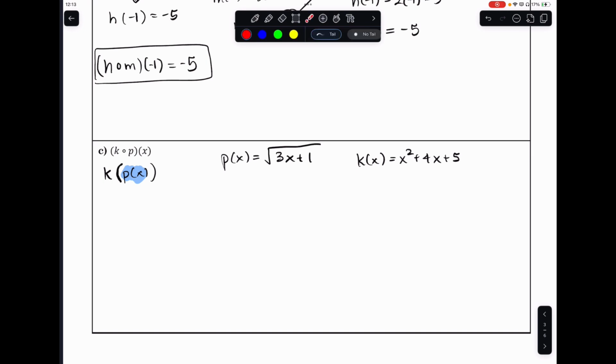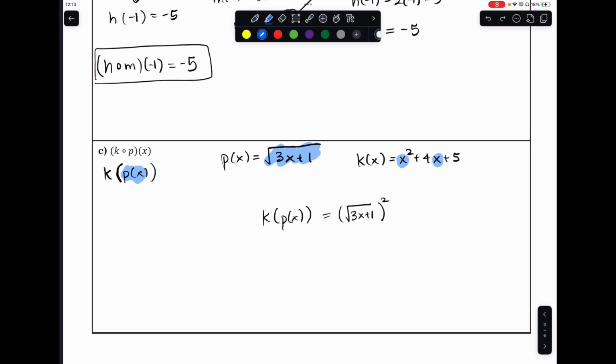Since we're not doing a specific number for x, there's no number to plug in here, and all we're going to do is get all of p and plug it into the x of k. Now k has two values of x, so both of these x's are going to be replaced with this value here. This value is going to go into this x and into that x right there. So that means that k of p of x is going to be the square root of 3x plus 1 to the second power.